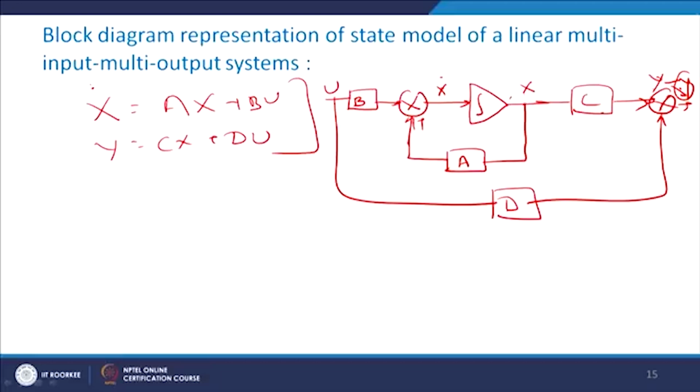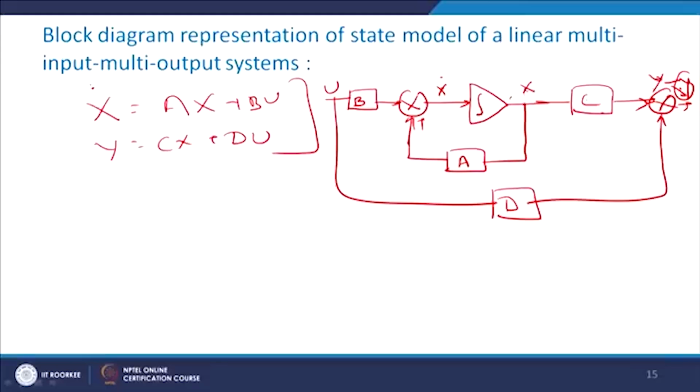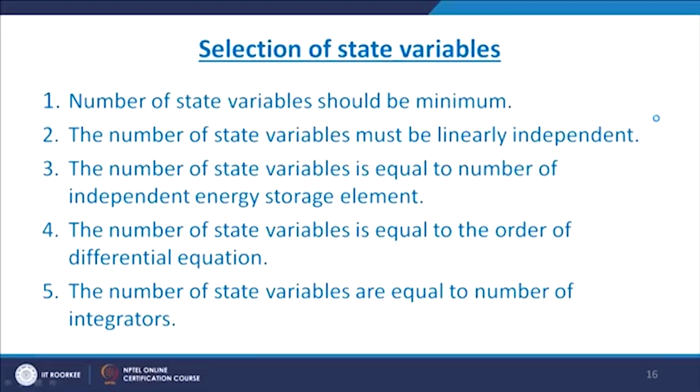So, this is a block diagram representation of a state space model of a linear multi input multi output system. x dot equals Ax plus Bu, and what is y? y equals Cx plus Du. Now, the selection of state is very much important in state space analysis. Which state should we take?